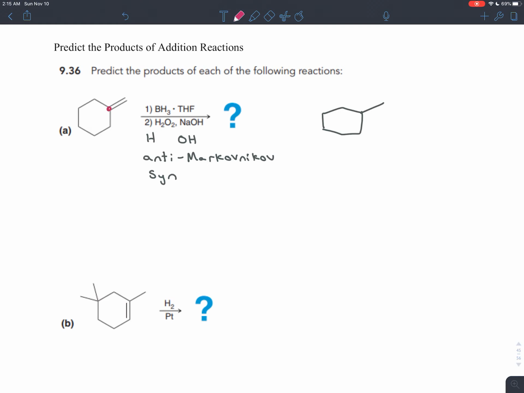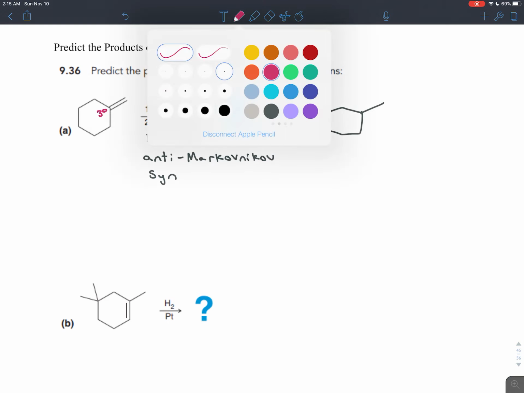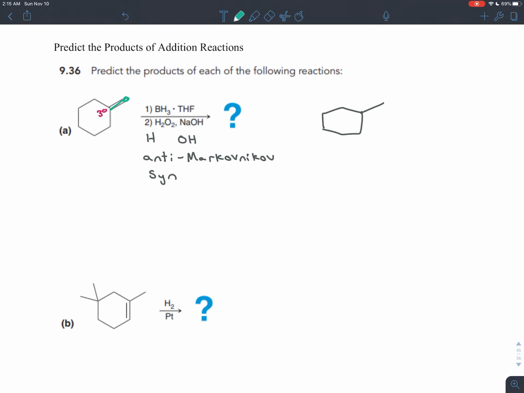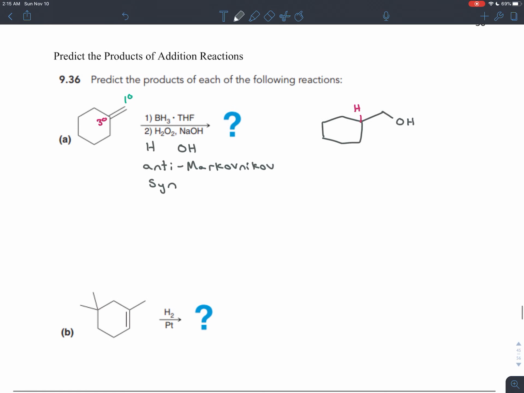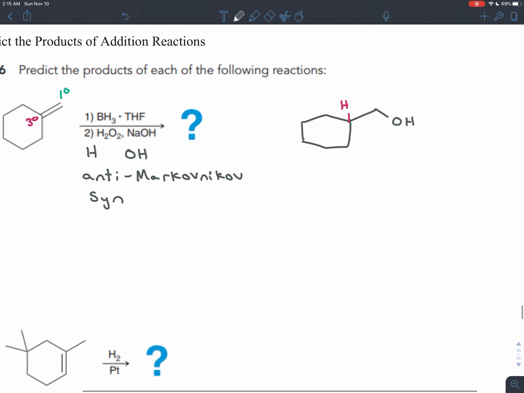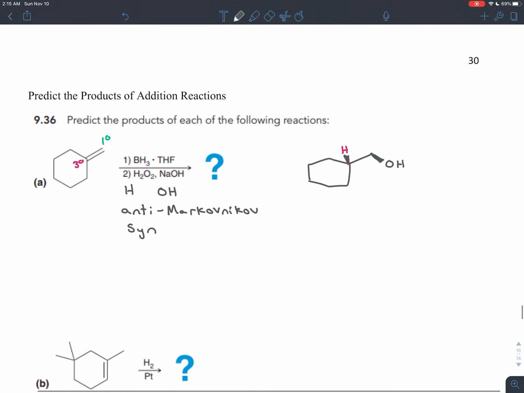So the more substituted carbon is this carbon on the left in the double bond. That's bonded to 3 other carbons, so that is tertiary. The other carbon in the double bond is only bonded to 1 carbon, so it's primary. Because this is anti-Markovnikov, the hydrogen goes to the more substituted carbon, and the OH will go to the other carbon. Now this is syn addition, so both of these would have to add to the same side of a double bond. If one's coming out, the other one would be coming out too.